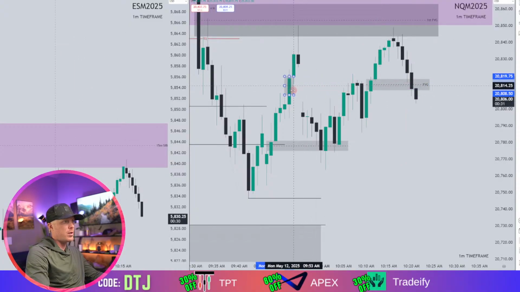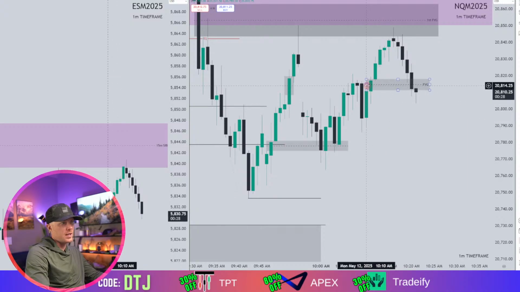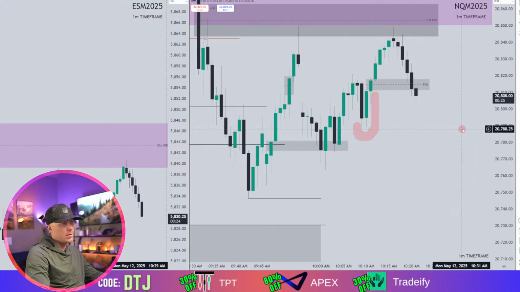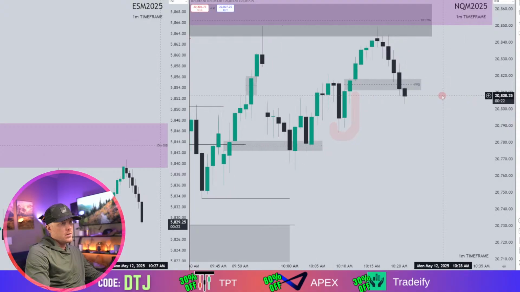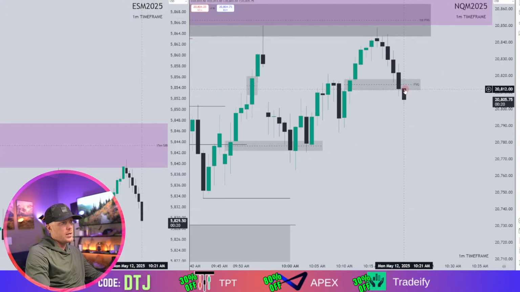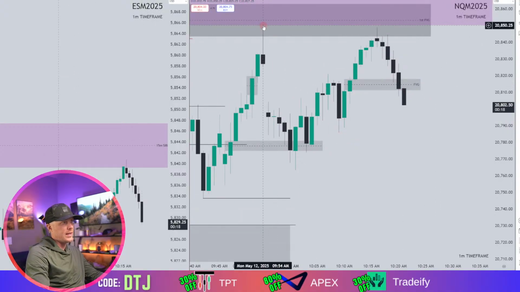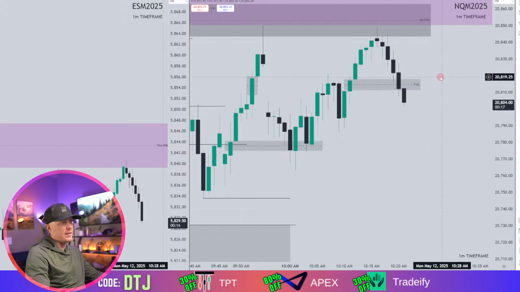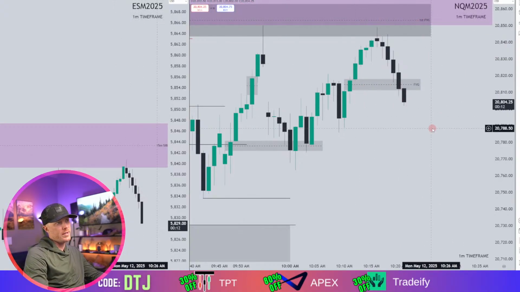So why did I mark this out? Because it's the last fair value gap before this swing low right here. So it's not a bad trade. I just don't like that we made equal highs and we didn't tag the 15-minute. That is why I don't like taking this and why I won't take this trade.